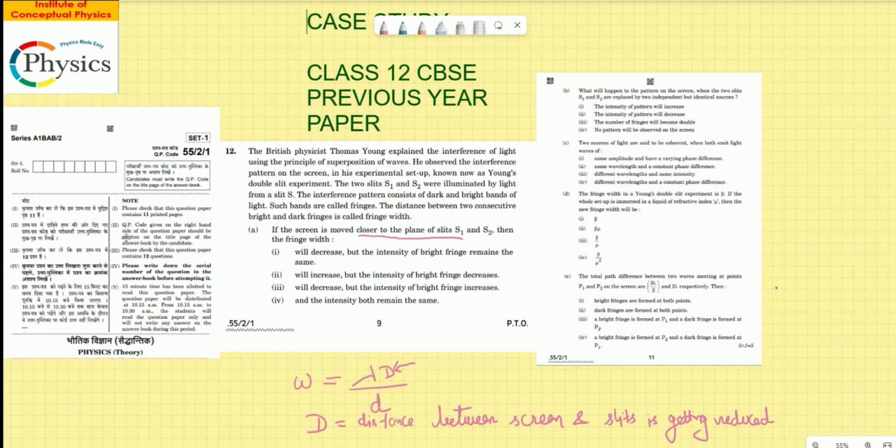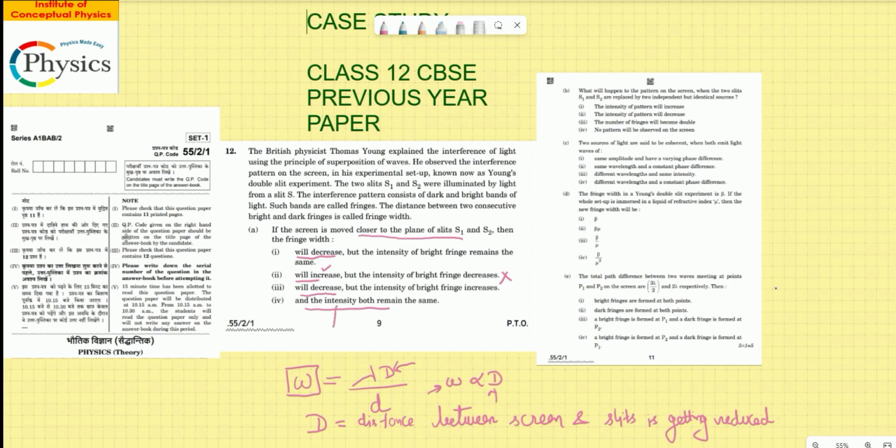And you can see this is the formula of fringe width. So fringe width is directly proportional to the distance. If the distance decreases, then the fringe width will also go down, right? So the option where fringe width will increase is wrong, right? Fringe width will not increase. Will decrease is fine, right? The fringe width will remain same.